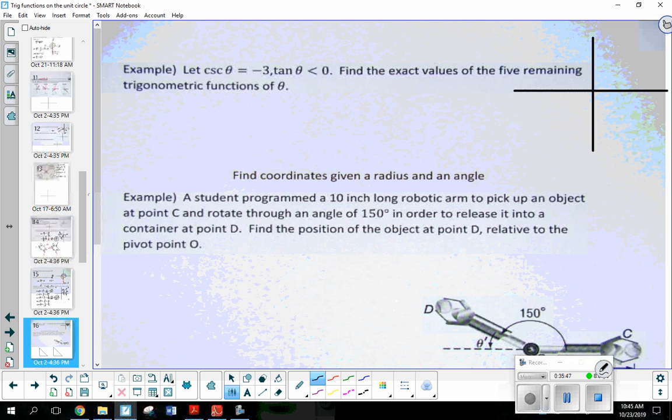Let cosecant of theta equal -3, and let tangent of theta be less than 0. Okay, so the first thing we got to figure out is what quadrant. That's key. Okay, so let's start there. Look at your clues. Remember, it's all students take calculus. Because tangent is less than 0, I know tangent is negative. Cosecant is -3, so that's a negative as well. Okay, so I'm looking for that one quadrant where tangent and cosecant can be negative.